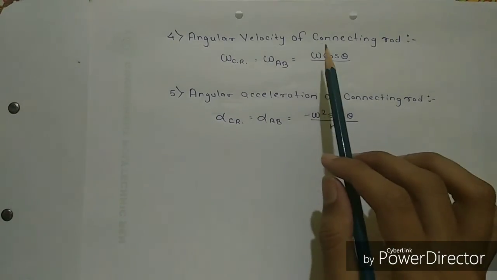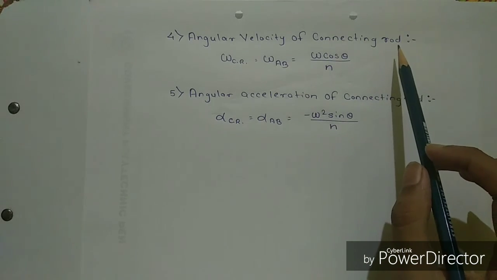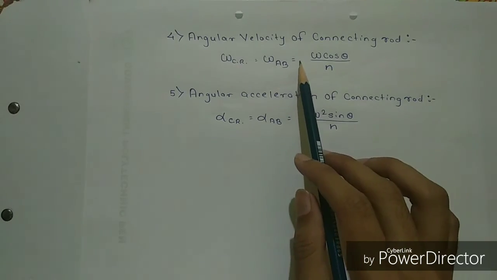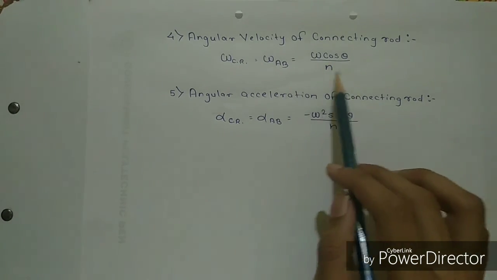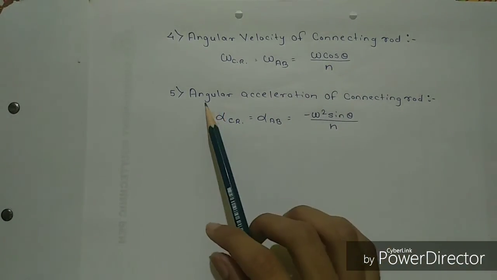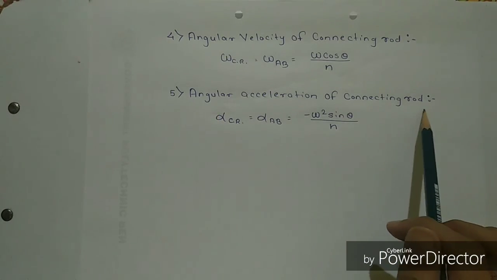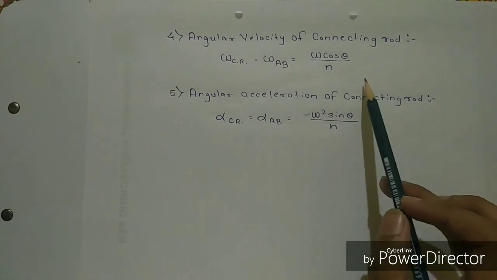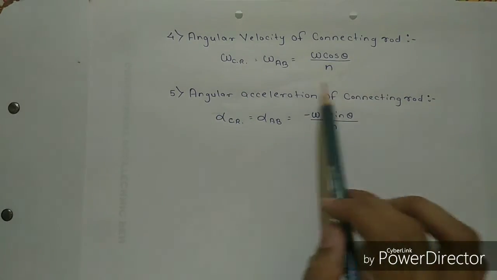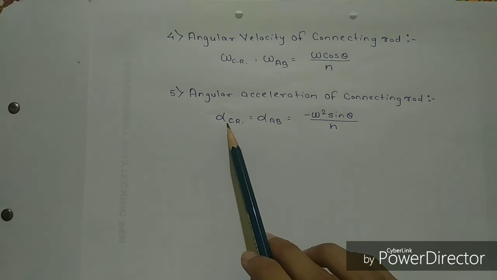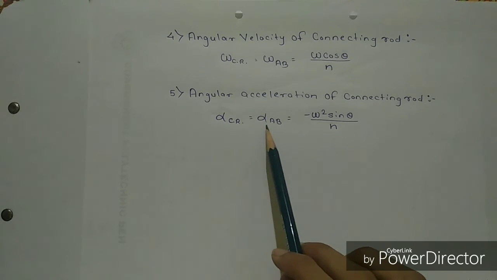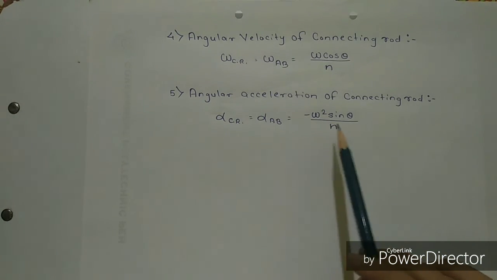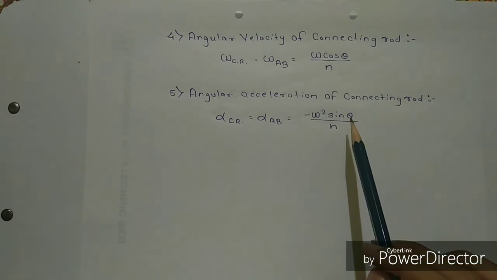Fourth is the angular velocity of connecting rod. That is omega of connecting rod, omega AB, equal to omega cos theta upon obliquity ratio n. Then fifth, angular acceleration of connecting rod. It can be obtained by differentiating the above equation of angular velocity. Then we get alpha of connecting rod, alpha AB, equal to minus omega square sin theta upon n, where n is the obliquity ratio. Thank you.